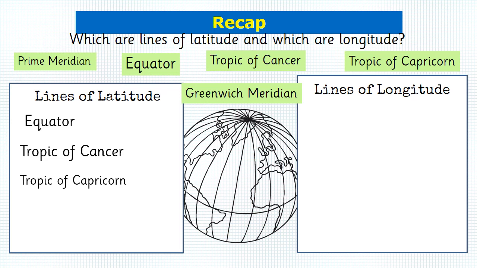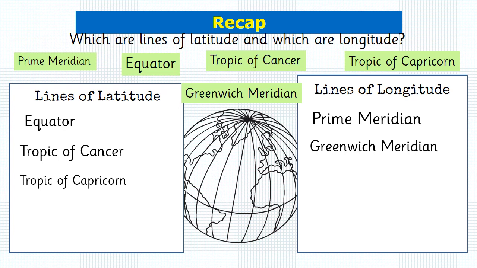Let's go to the lines of longitude. Let's see if we can finish. That will be the Prime Meridian, the Greenwich Meridian. So the Greenwich and the Prime Meridian are the two lines of longitude, while the equator, the Tropic of Cancer, the Tropic of Capricorn are lines of latitude. Great job.